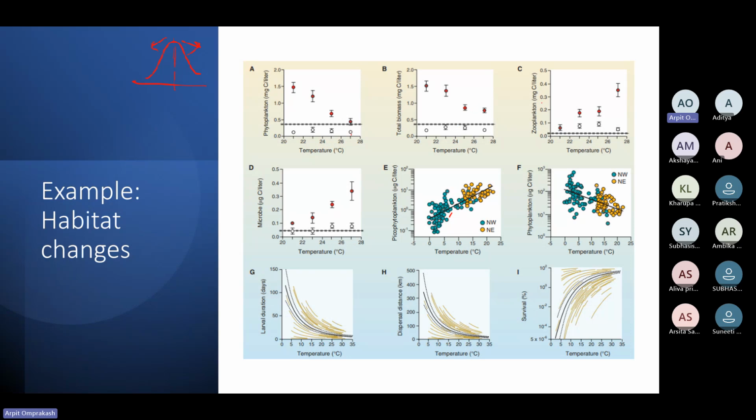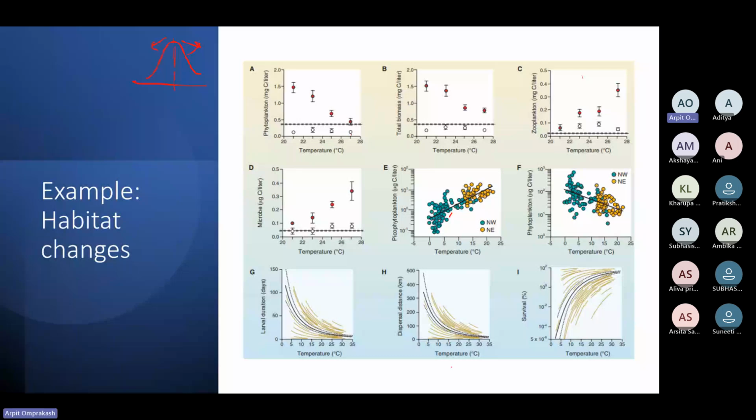Right. However, we see that the concentration of zooplankton increases as temperature increases. Since these zooplankton feed on phytoplankton, as the phytoplankton number decreases when the temperature increases and the zooplankton number increases, there will be more and more zooplankton and less food available. So eventually these will also collapse after some time. Right.